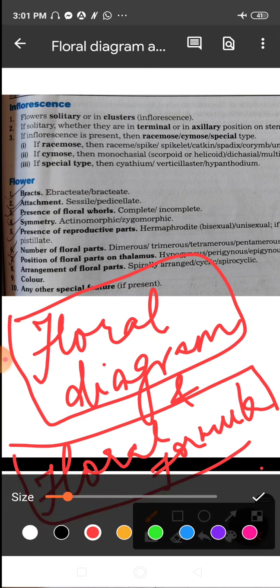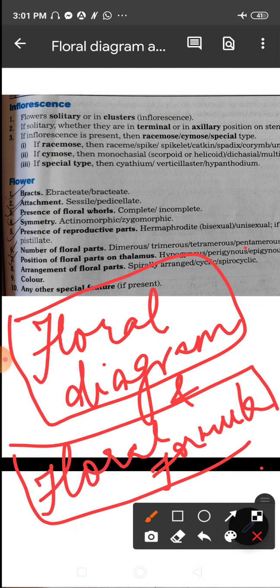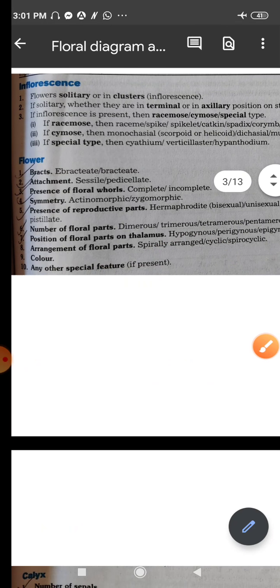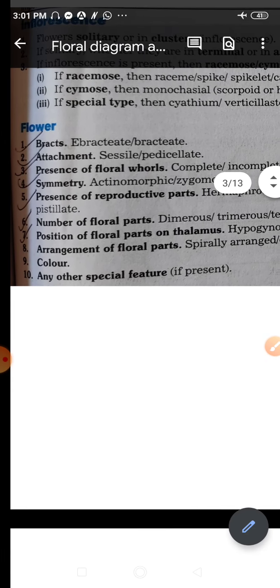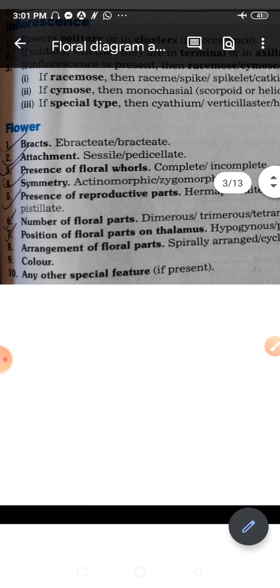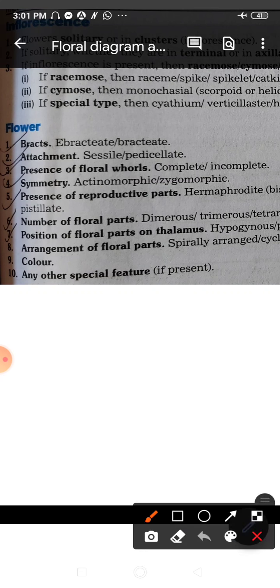When we were talking about the floral diagram and the floral formula, in the previous class we discussed different terms, right? So now we talked about whether the bracts are present in the flower or whether they are absent, right? So we discussed what the bracts are.